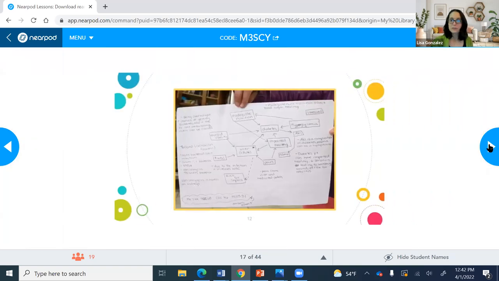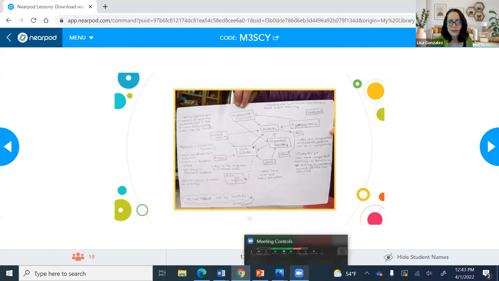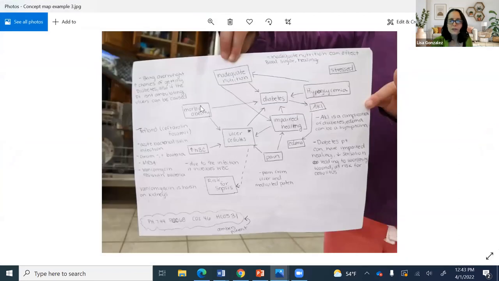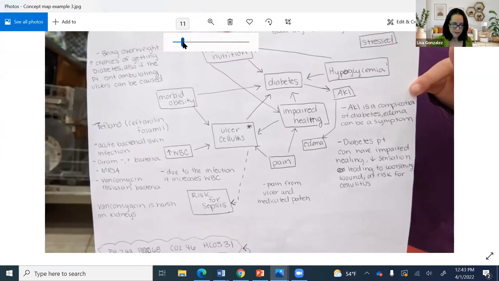So here I have an example of a concept map, one of my students has done, and they gave me permission to share. I'm going to actually pull up the picture of it though to make it a little bit easier to see. There we go. You guys see that? So I will enlarge it just while we're talking about it.